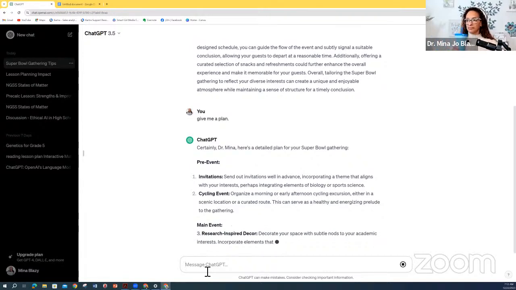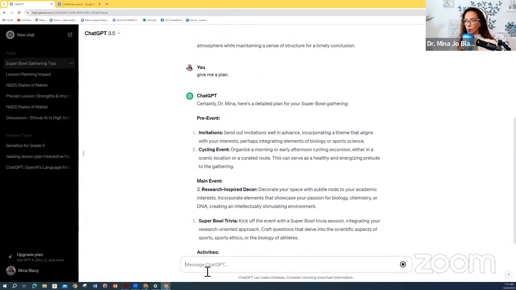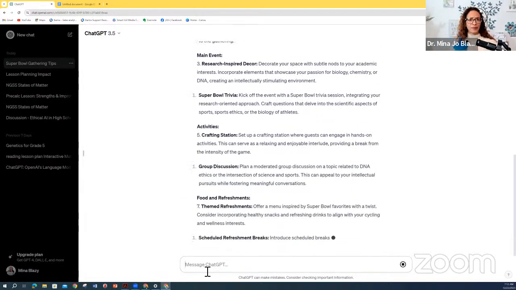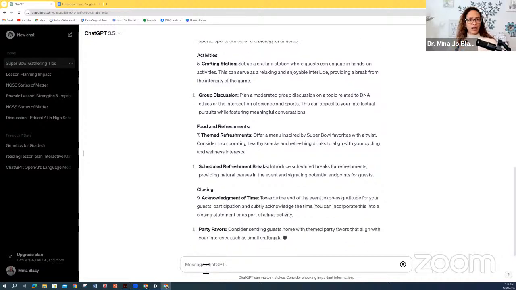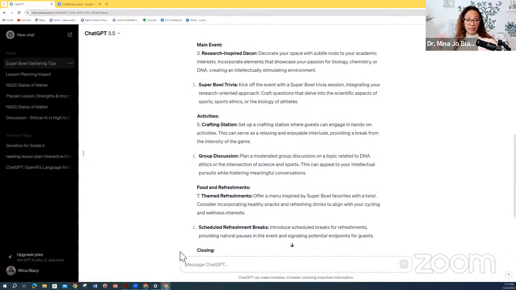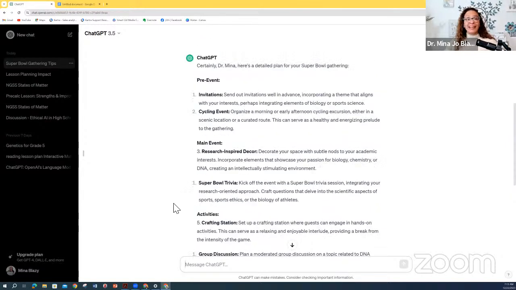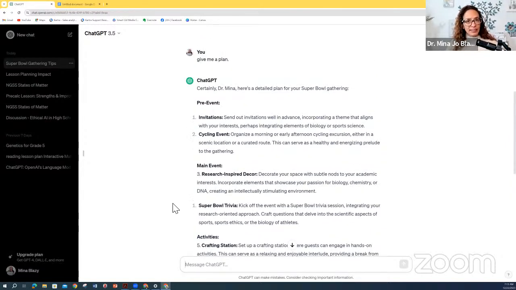Pre-event invitations. Oh, no, no, no, no, no. It knows me because I like to cycle. I'm not saying everybody else does, but this is really funny. What if you live in the snow? Oh, that's funny. It's like organize a morning or early afternoon cycling excursion, either scenic location, research, inspired decor. Oh my gosh, this right here, Super Bowl trivia.